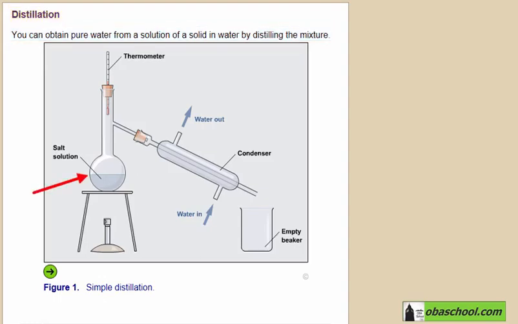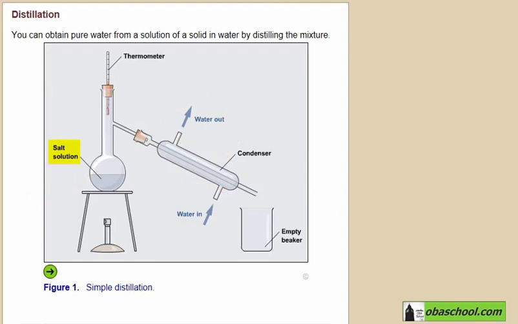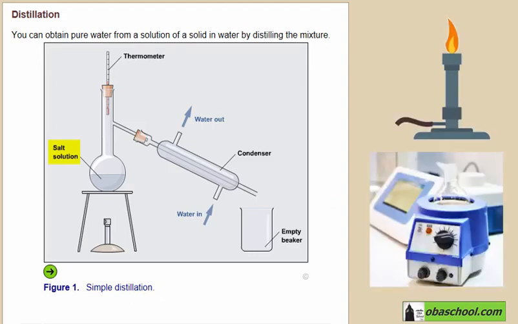In this round bottom flask, we have the salt solution. Here we have the thermometer, and this is the condenser. Water will flow into the condenser from the bottom, and it will flow out of the condenser at the top. And here we have a receiving flask. The salt solution will be heated by using a Bunsen burner or an electrical heater.